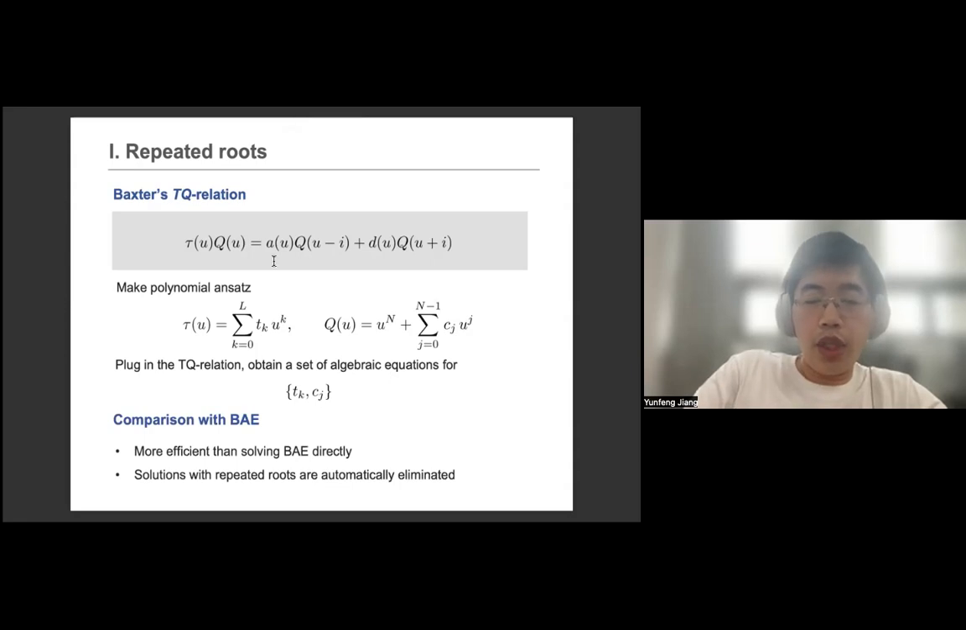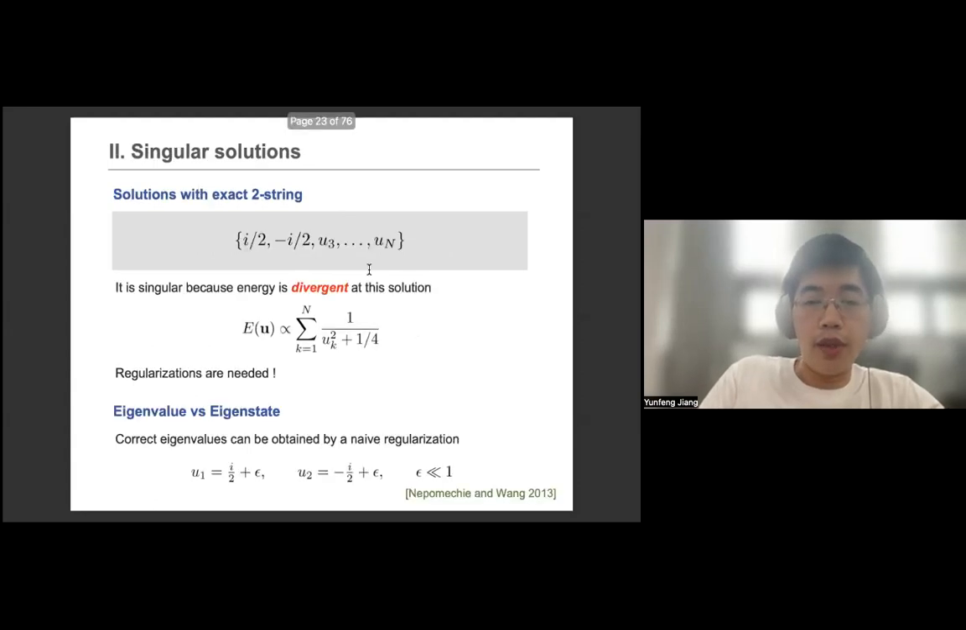And then you can solve these polynomial equations and find the solutions directly. If we compare this approach to solving the Bethe ansatz equations directly, we find that it's more efficient than solving the Bethe equations. Also, the solutions with repeated Bethe roots are automatically eliminated. This means if you plug in, say, the Bethe ansatz equations directly in Mathematica, it will definitely give you many solutions with repeated roots. But if instead you just solve this TQ relation, you don't find these repeated roots in the spin 1/2 case. So this is the first type of special solutions that we need to take care of.